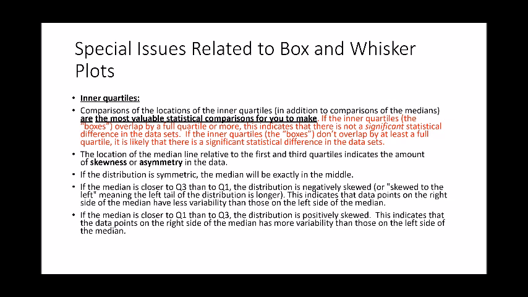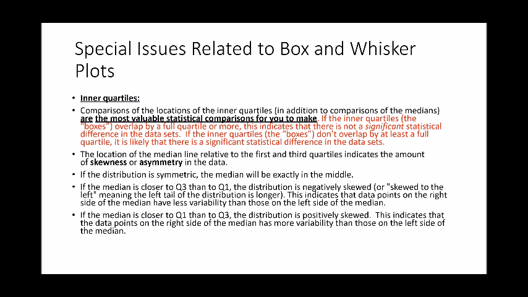Another thing to look at is where the median line is relative to the first and third quartiles. This is a good way to measure the skewness or asymmetry of the data. If the distribution is symmetric, the median is exactly between Q3 and Q1. If the median is closer to Q3 than to Q1, the distribution is said to be negatively skewed, or skewed to the left. This means that the left tail of the distribution is longer.